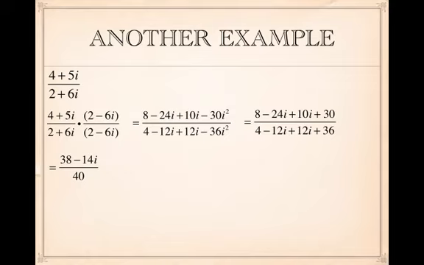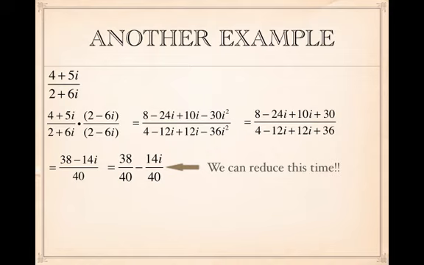So from here, we want to separate our answer into a plus bi form to get 38 over 40 minus 14i over 40. Now remember in that last problem, we tried to reduce but we couldn't. But if you notice this problem, we can. So looking at that first fraction, 38 over 40, you can reduce by 2 to get 19 over 20. And then you can also reduce the other fraction by 2 as well to get 7i over 20. So your final answer would be 19 over 20 minus 7i over 20.